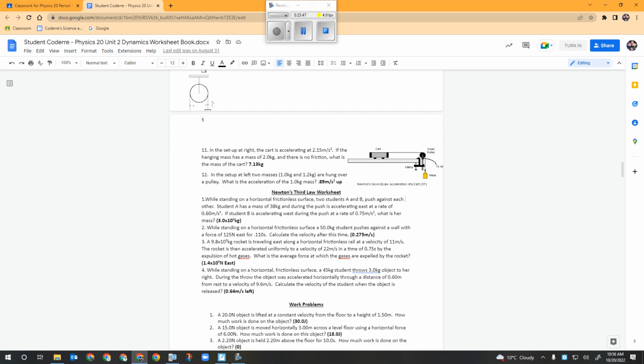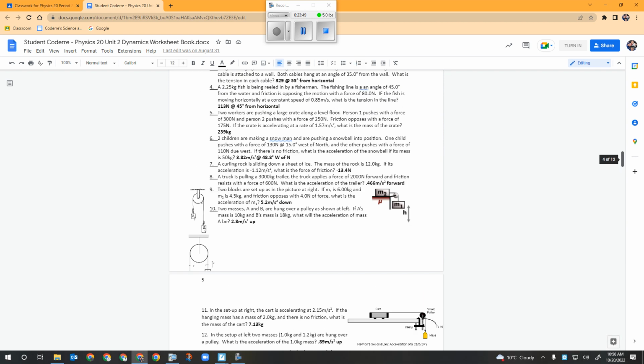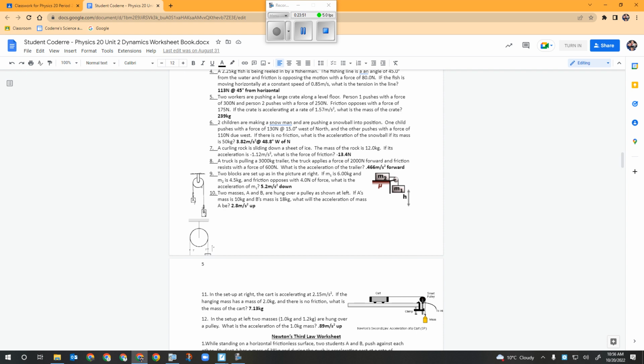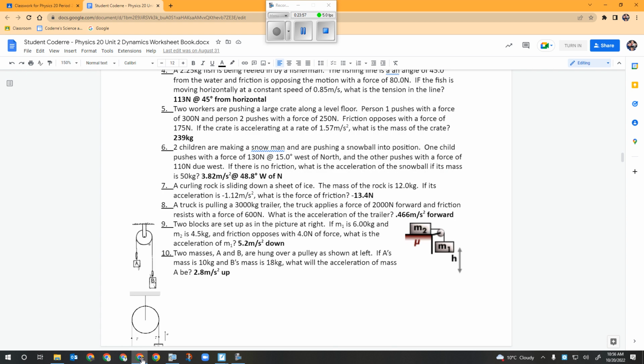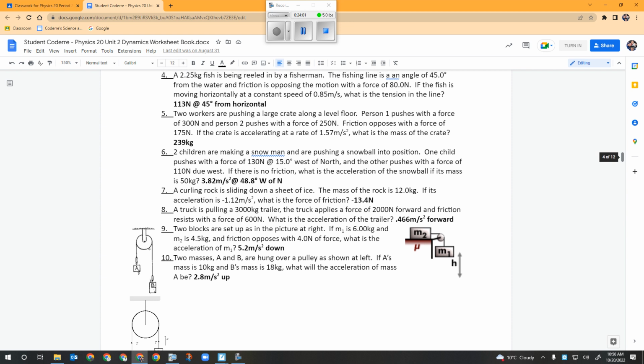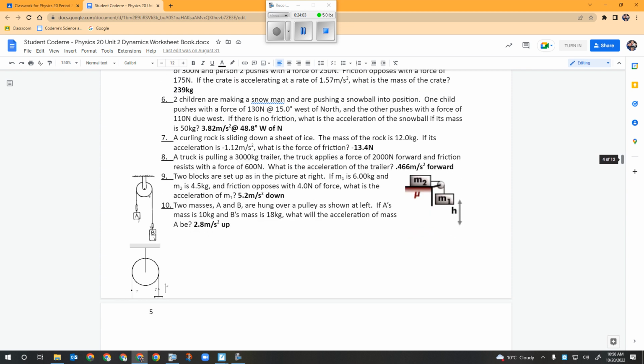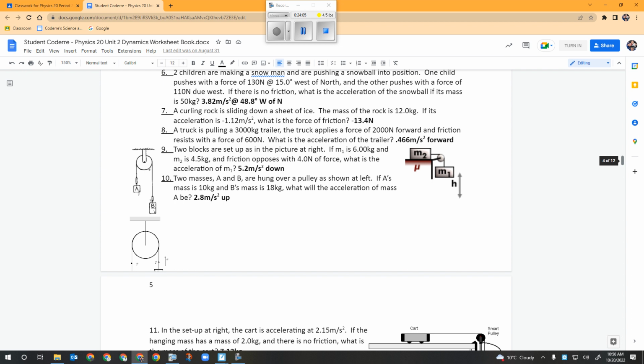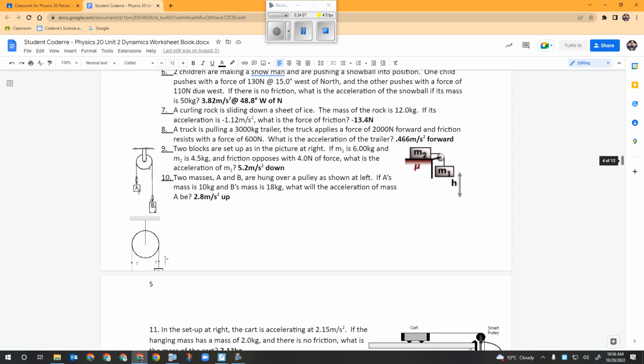All right, so 6, 10, and 11. I'll try and make that a little bigger and see if it'll fit on there.